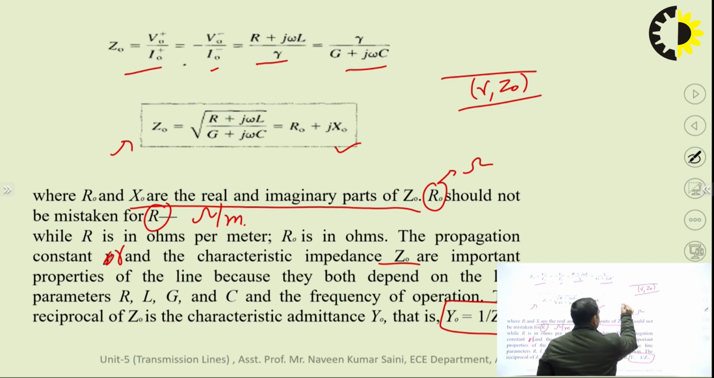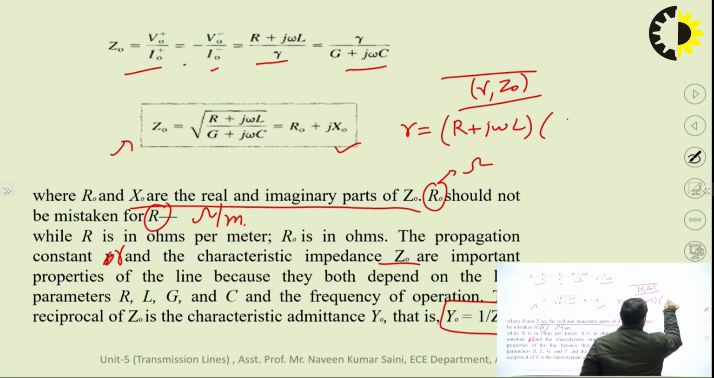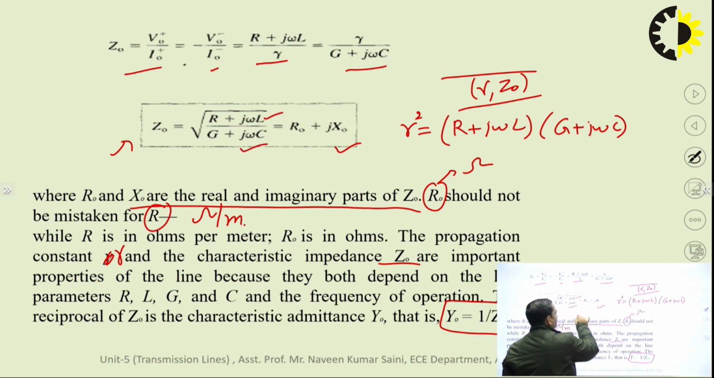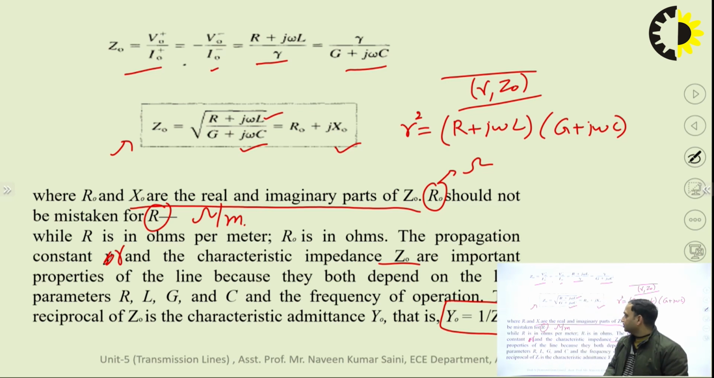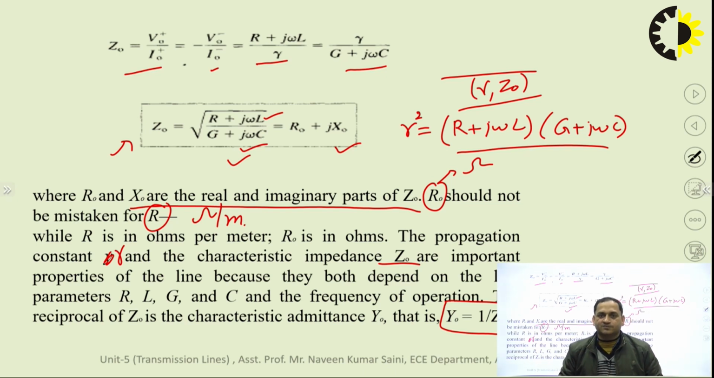This is the relation, because if you look at gamma and Z naught, gamma square is (R plus j omega L) times (G plus j omega C), and Z naught is the square root of (R plus j omega L) upon (G plus j omega C). So we see that in both parameters, gamma and Z naught, all four transmission line parameters are there: R, L, G and C. That is why gamma and Z naught are defined to characterize any transmission line.